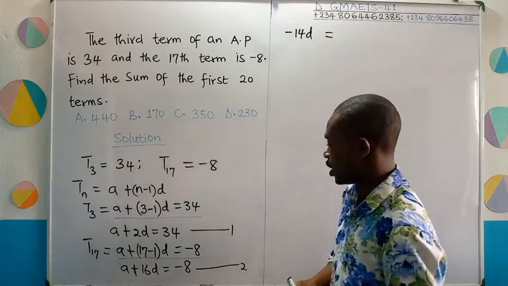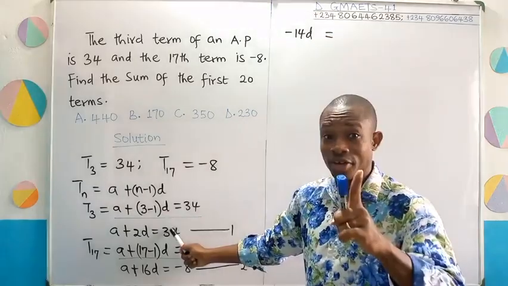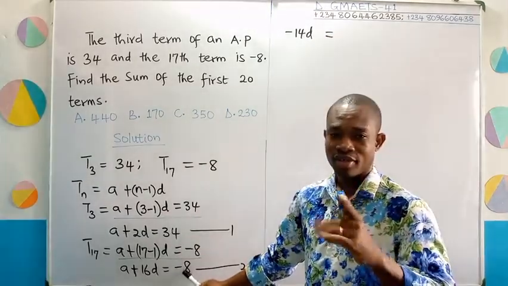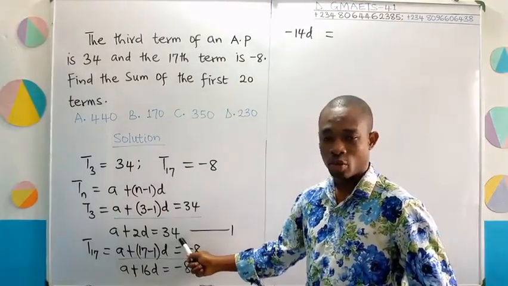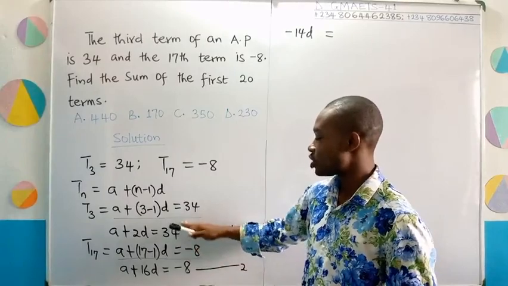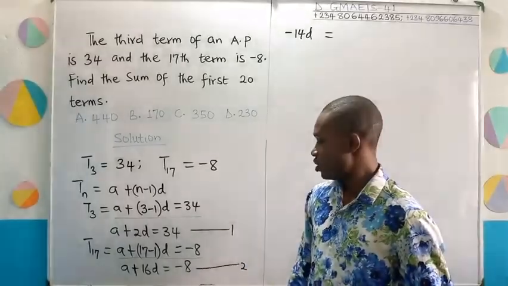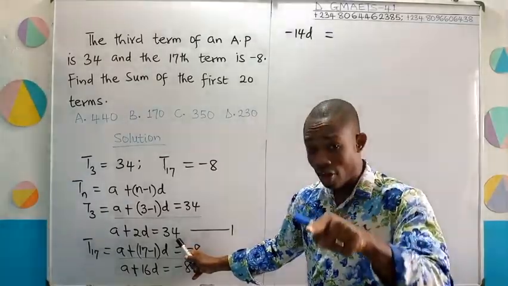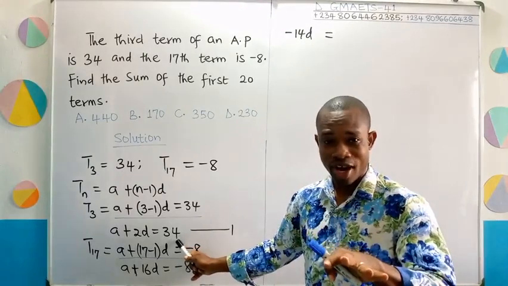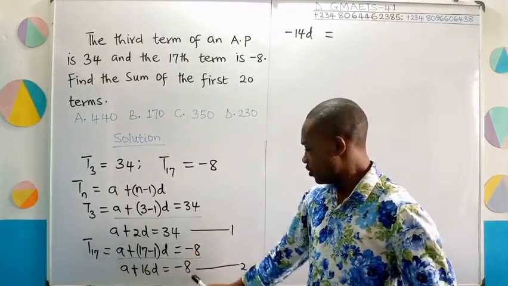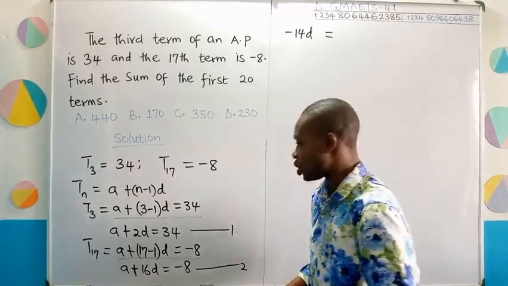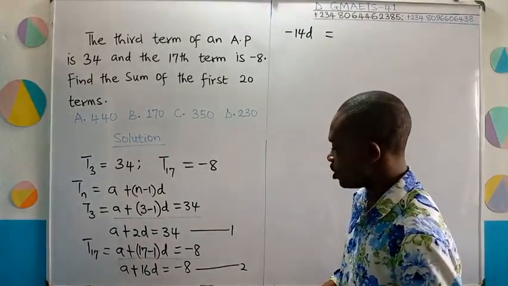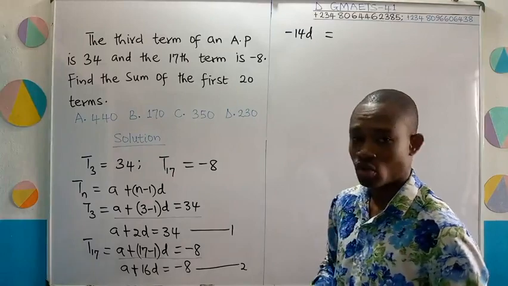Then equal to 34 minus 8. Remember, I am subtracting equation 2 from equation 1. That is, I am doing equation 1 minus equation 2. So this will be 34 minus the operation I am carrying out, subtraction. Then this 8 has minus, so it's going to be minus 8. Eventually, we are going to get 34 plus 8, which would give us 42.